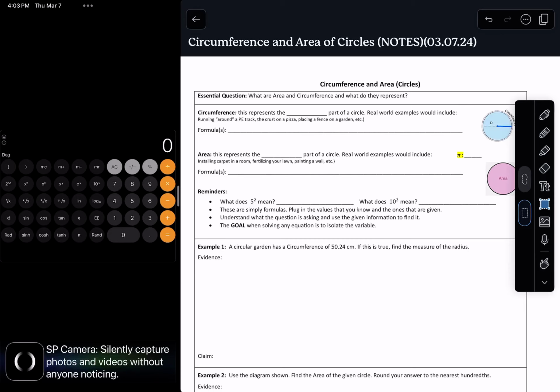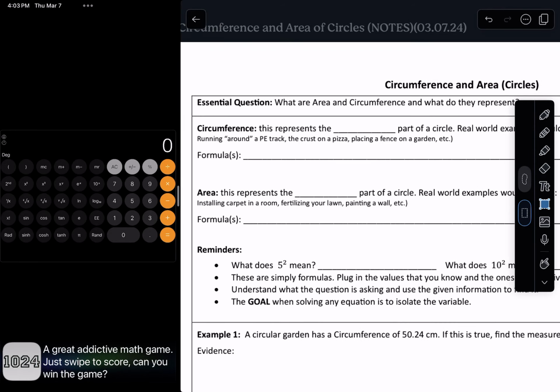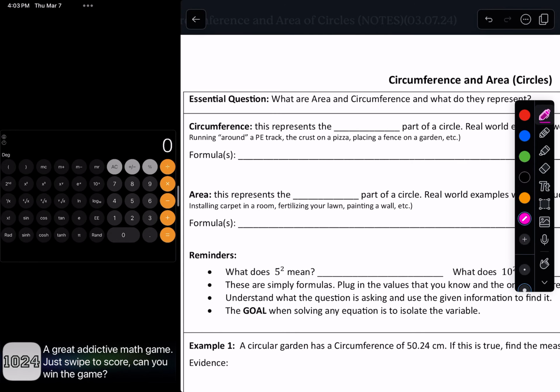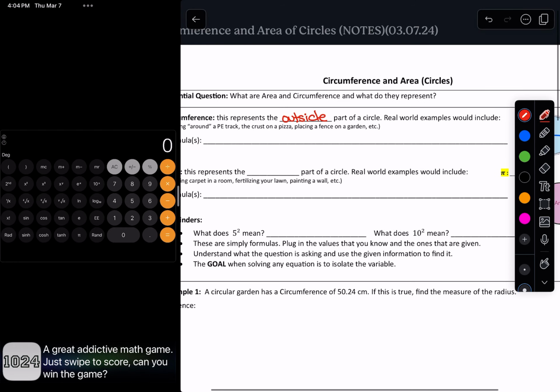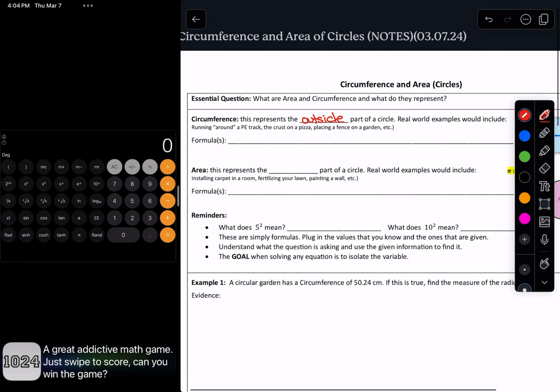Circumference and area of circles as review. So the first thing we're going to look at is circumference. This represents the outside part of a circle. Some real world examples would include running around a track, the crust on a pizza, placing a fence around a garden, etc. Things where you just go around something and around a circle and you don't fill it in.